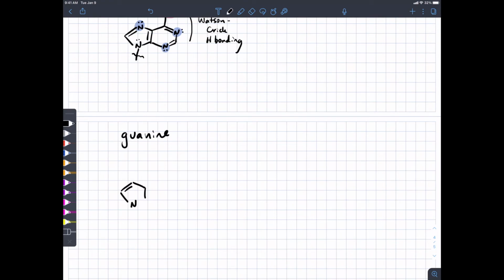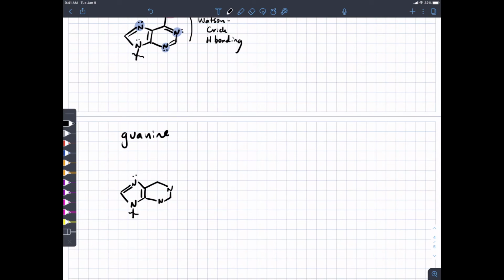only, oops, I missed a nitrogen. Only the pattern of hydrogen bond donors versus acceptors is going to be different, especially on the Watson-Crick sort of face of the molecule. So here's a nitrogen and there's a nitrogen.